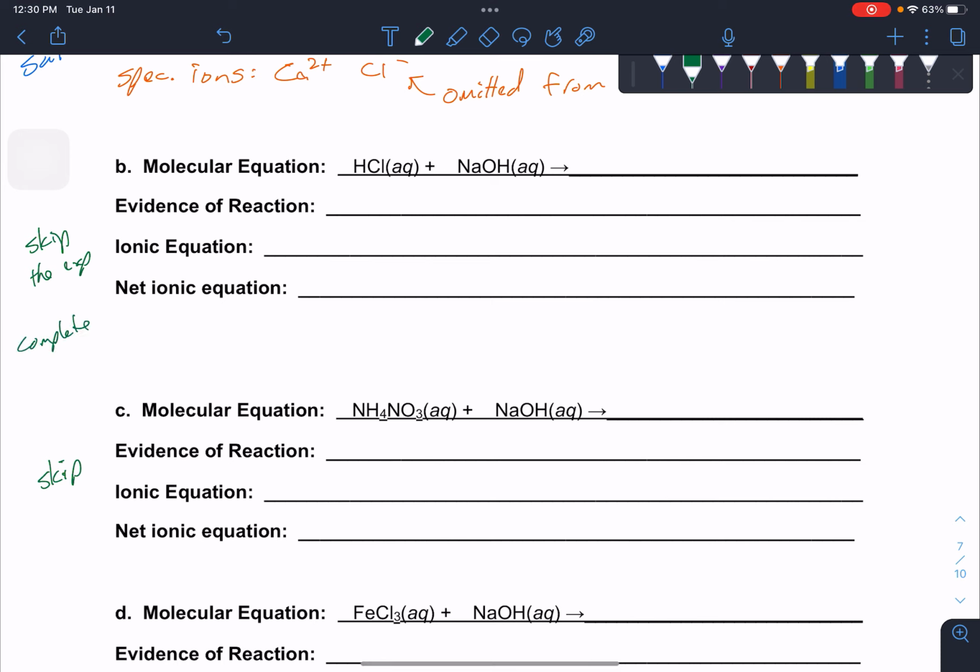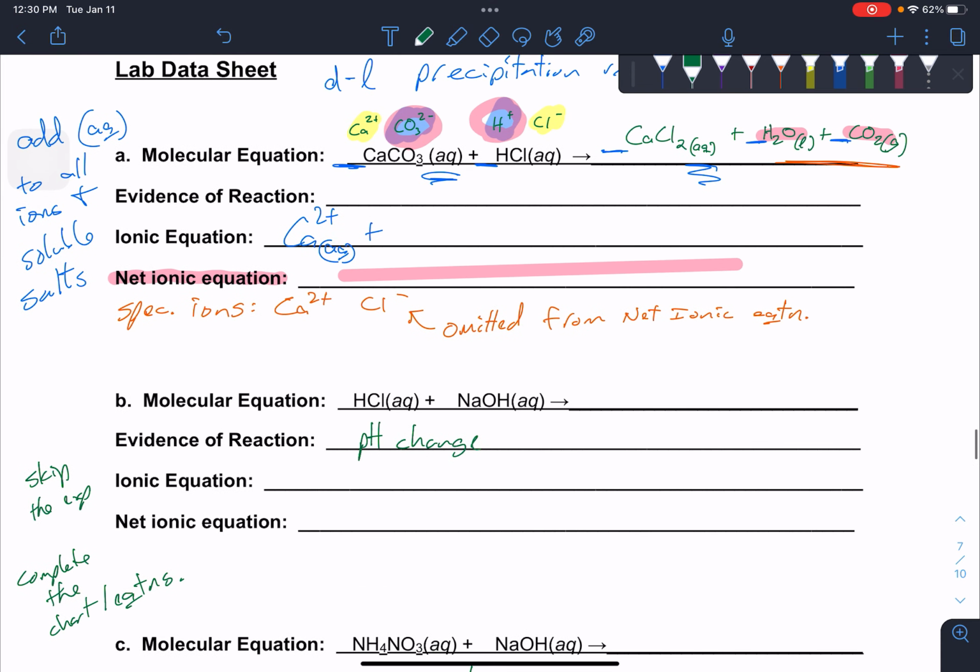Complete the chart, or what do you want to call this? Table, chart, equations. For example, the evidence of the reaction: there's a pH change occurring for all three of the first ones. Anyway, the main thing, pH change is occurring for that first one, and then this gas. Yeah, gas evolves.